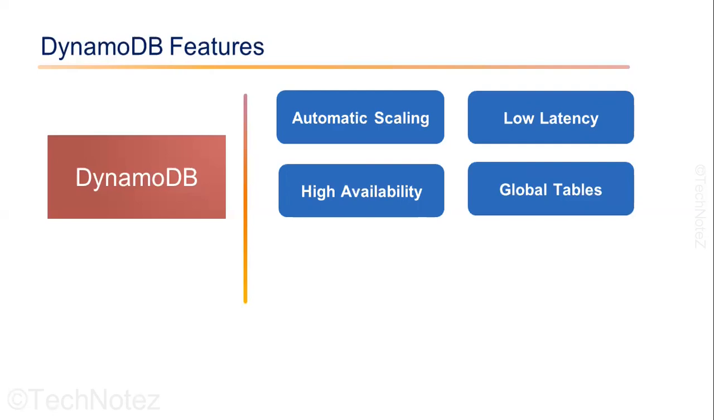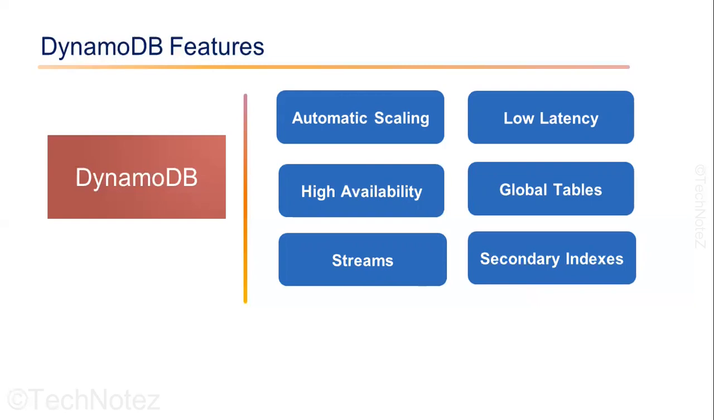Global tables. DynamoDB allows you to create global tables that replicate the data across multiple regions for high availability and low latency performance. Streams. DynamoDB Streams allow you to capture and process the changes to the data in real time. Secondary indexes. DynamoDB supports the creation of secondary indexes to allow for efficient querying of data in addition to the primary key. DynamoDB is a great choice for use cases such as web and mobile applications, gaming, and IoT.